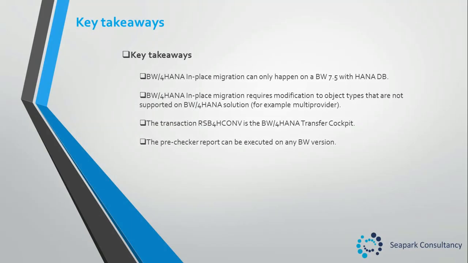Key takeaways. BW4HANA in-place migration can only happen on a BW 7.5 system with a HANA database. BW4HANA in-place migration requires modification to object types that are not supported on the BW4HANA solution, for example, a MultiProvider. The transaction RSB4HCONV is the BW4HANA transfer cockpit. And finally, the pre-checker report can be executed on any BW version.